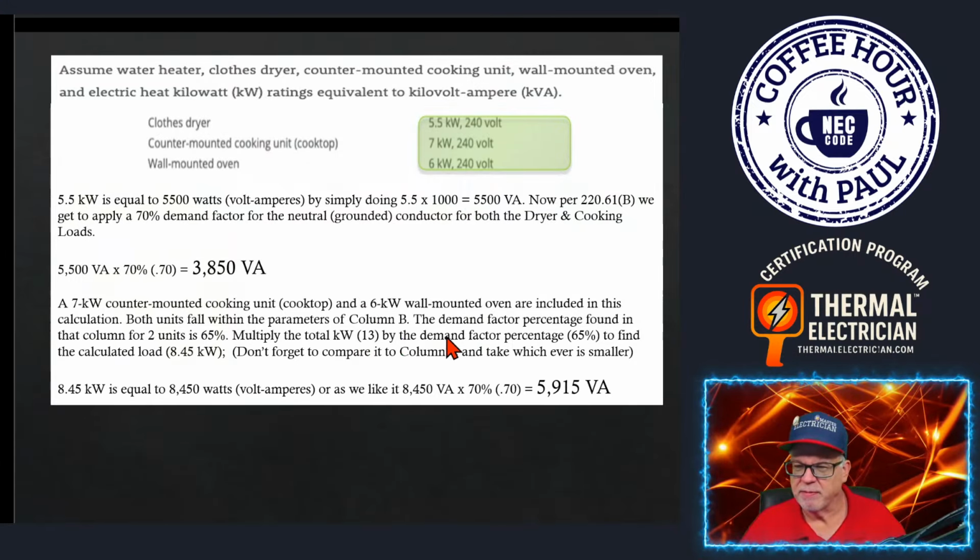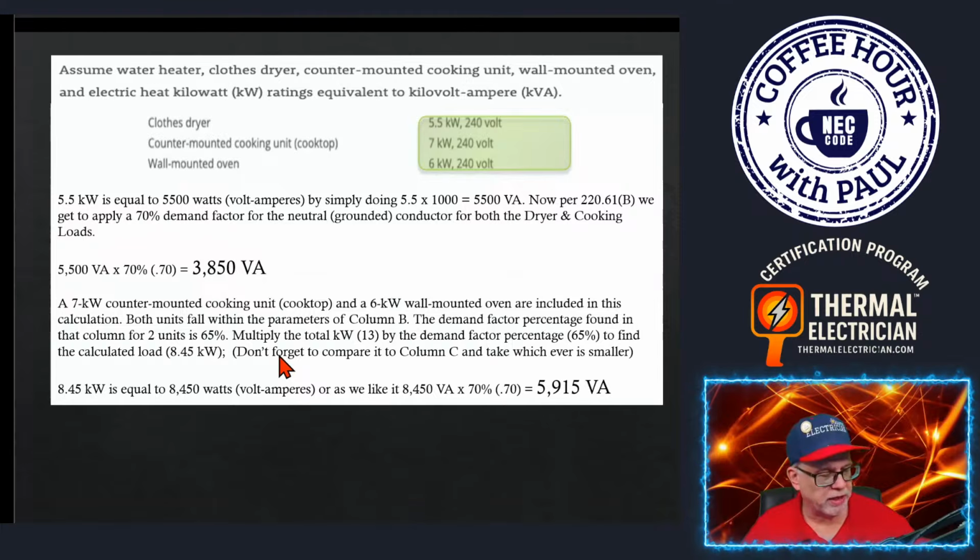Okay. So the demand factor for those 2 units is 65%. To find the calculated load, that is going to ultimately be 8.45 kW, or 8,450 watts, or 8,450 VA. Now, you still have to compare this to column C. Good news is you get to take whichever's the lesser of the two.